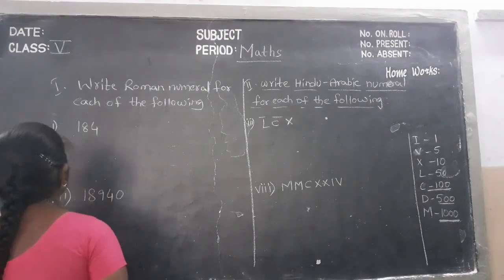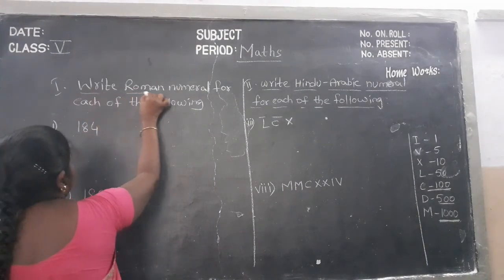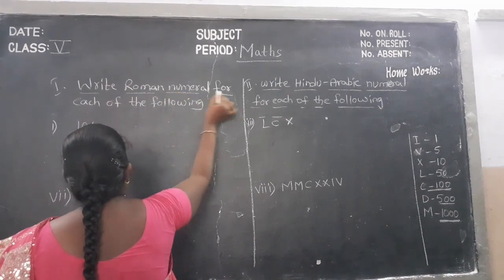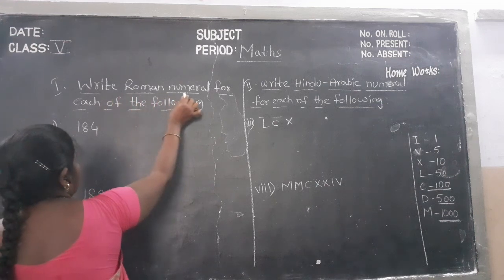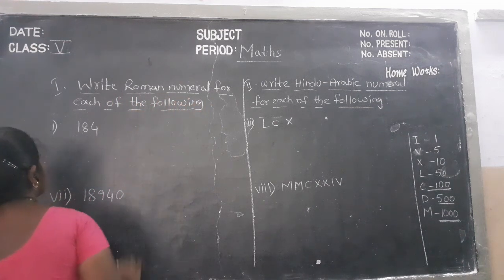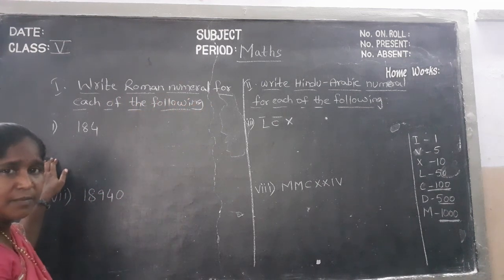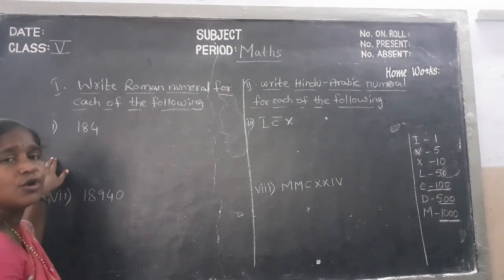See children, next Roman. What is the given heading, children? Write Roman numeral for each of the following. See children, here are given Hindu Arabic numbers, so we should convert them into Roman numerals.